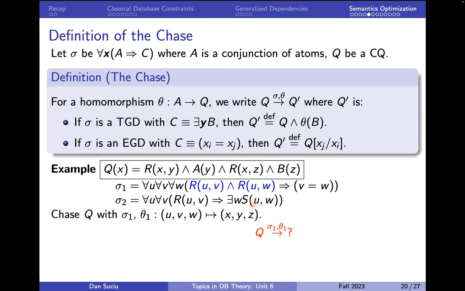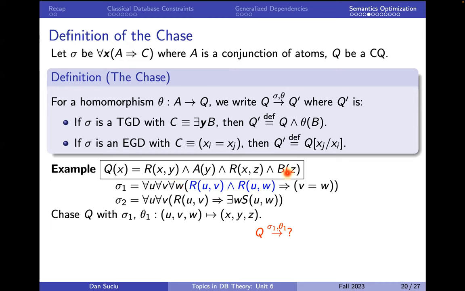How do we chase Q with the first constraint, this EGD? And I also need to give it a homomorphism. The homomorphism maps the variables U, V, W to X, Y, Z here. So first we need to check this is a homomorphism. I highlighted the part that we need to check is mapped into Q. To which atoms of Q are these two mapped? Pretty straightforward, right? To this R and to that R.